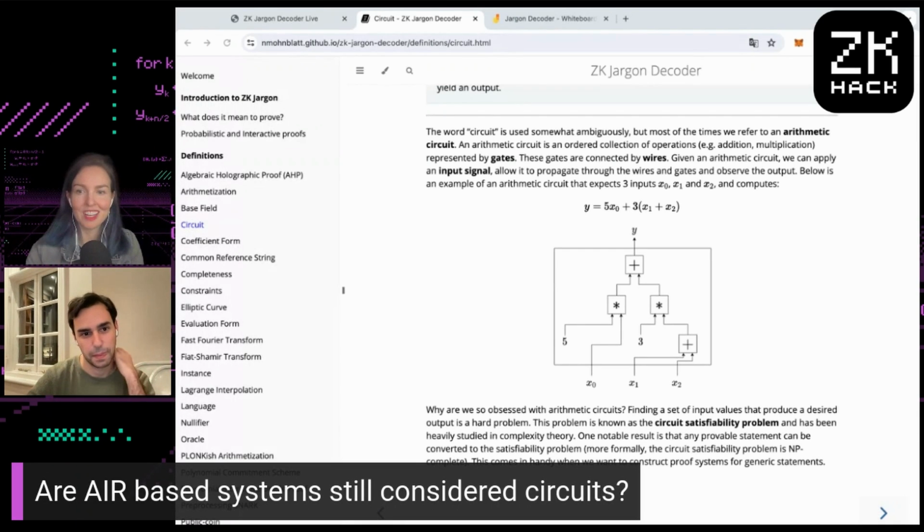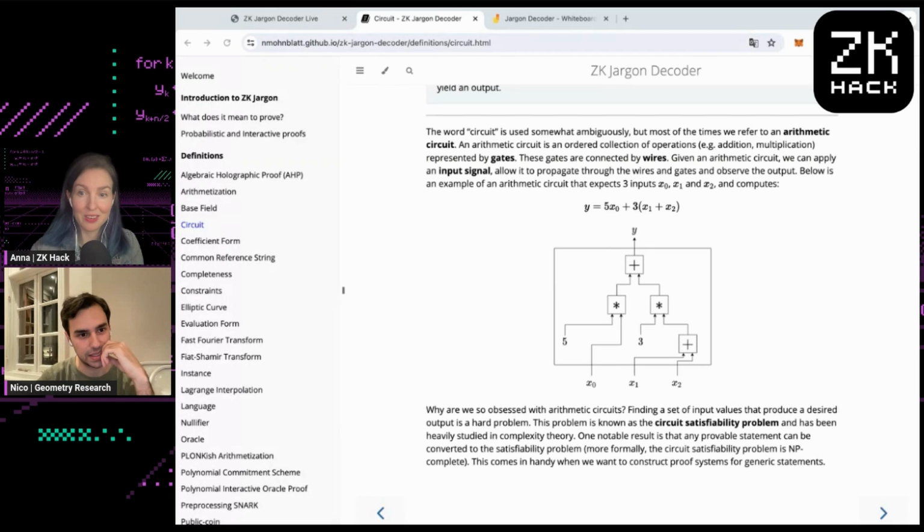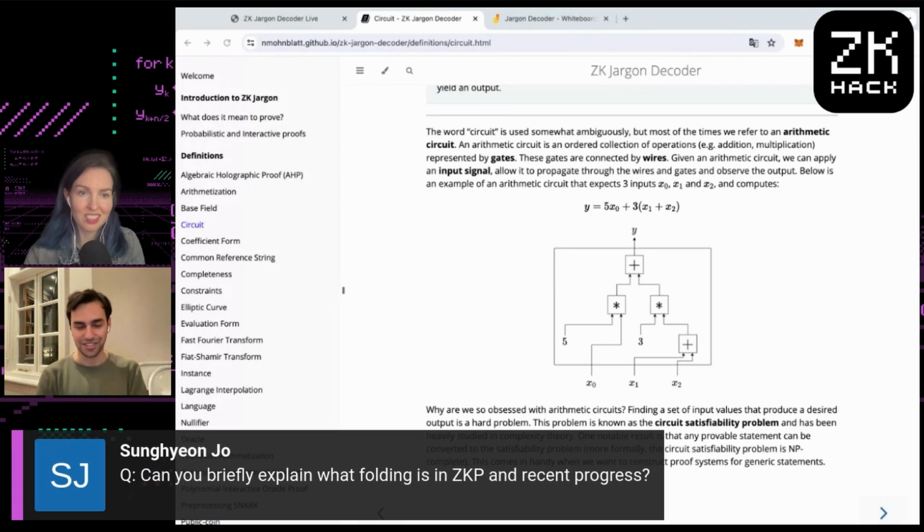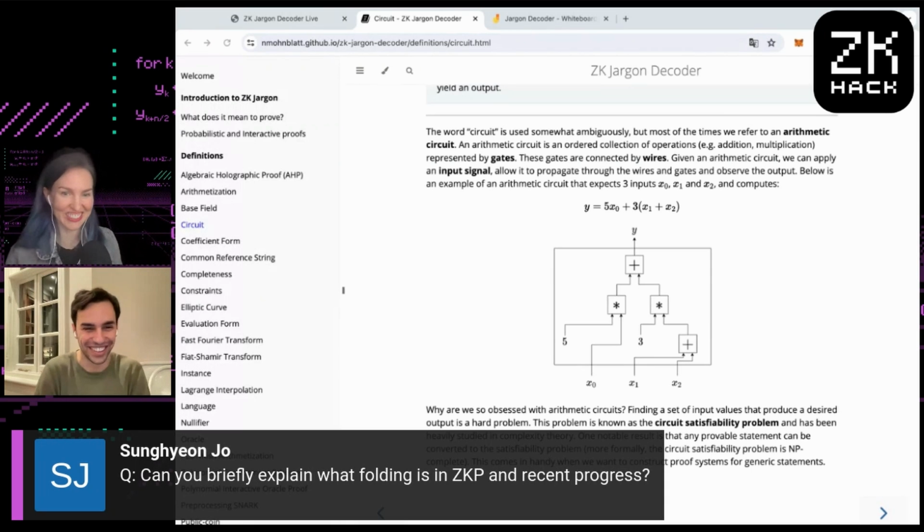Got it. I'm going to close that one down. We have a lot of questions coming in the chat, so I feel like we should go through some of them. Yeah. So somebody asked about folding, which I don't think, have you defined folding in the jargon decoder? I have not. There's a whole to-do list. Okay, there's a whole to-do list. All right.